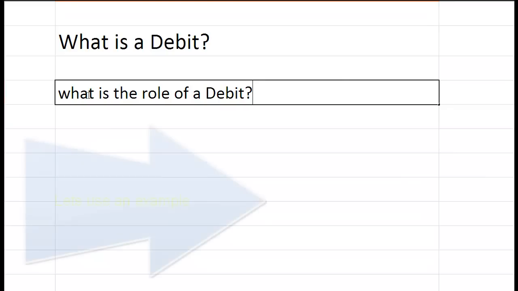And as you can tell, the question is, what is a debit? Or more importantly, let's think of this question: what is the role of a debit? So I will explain a debit to you by providing you with a step-by-step guide to write a journal entry.